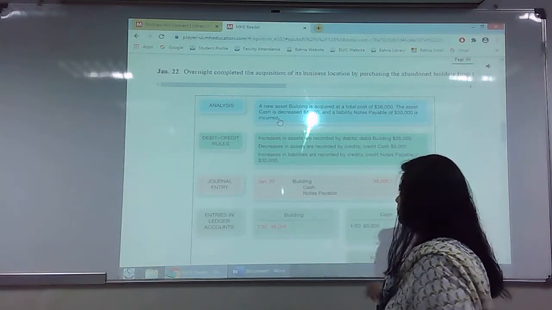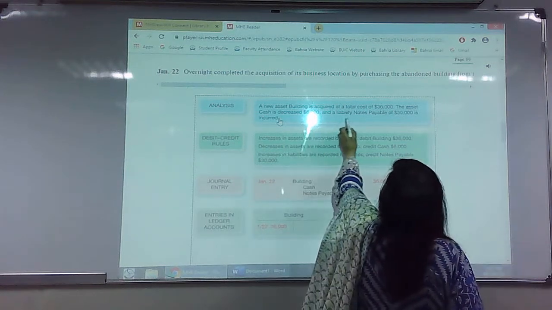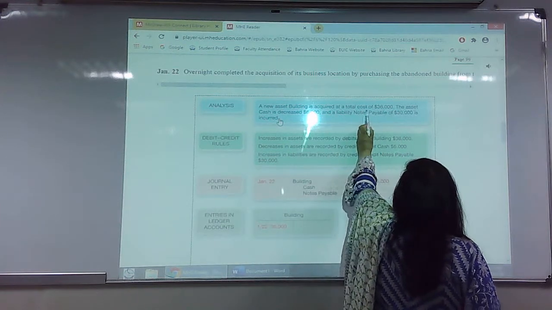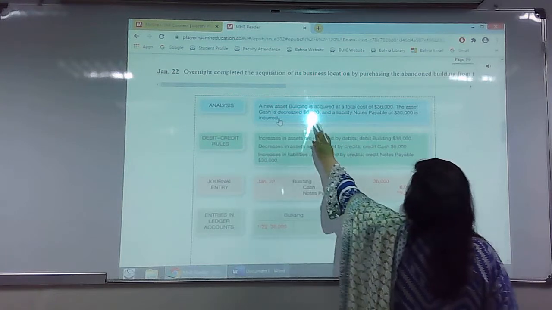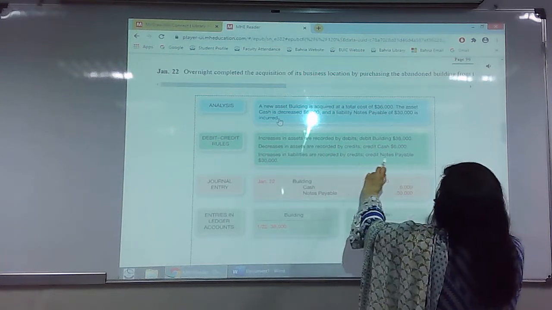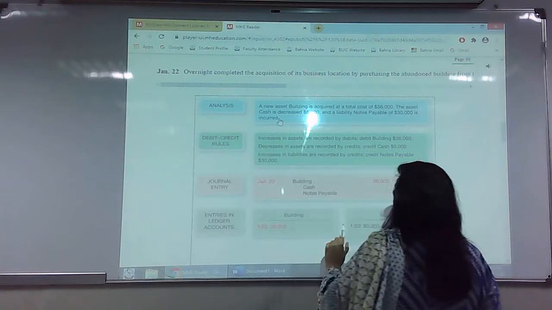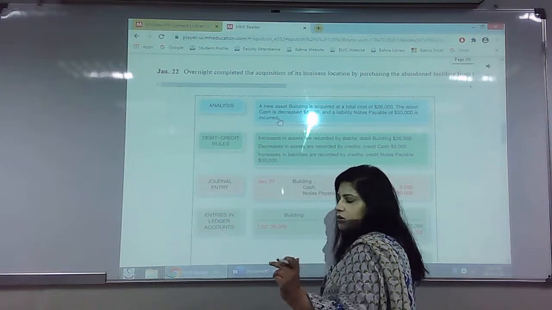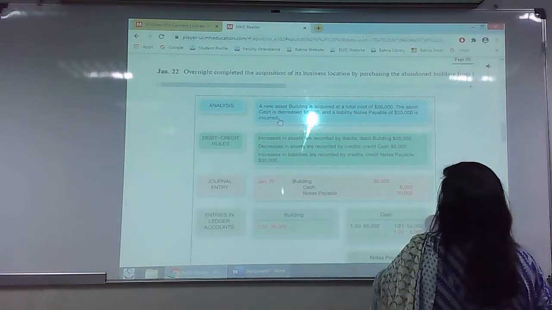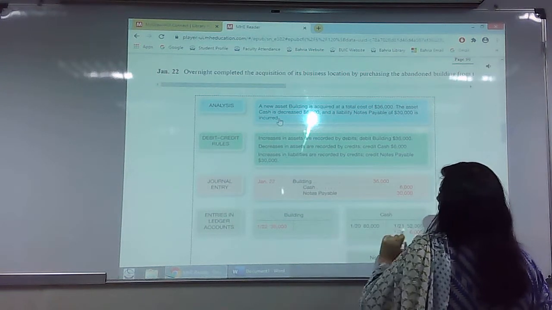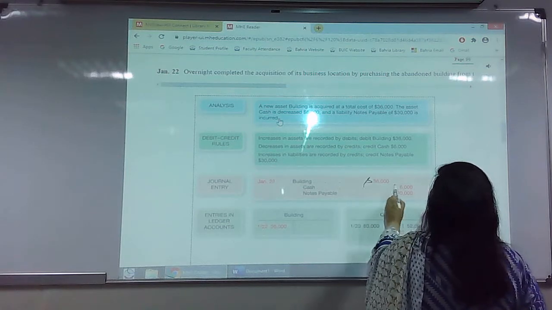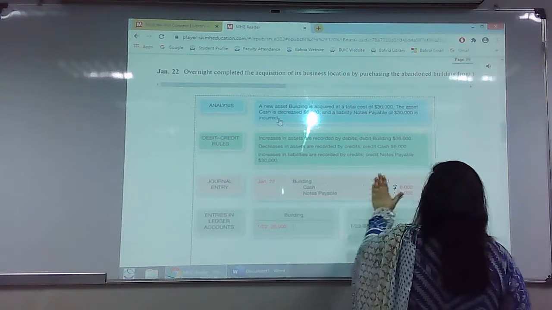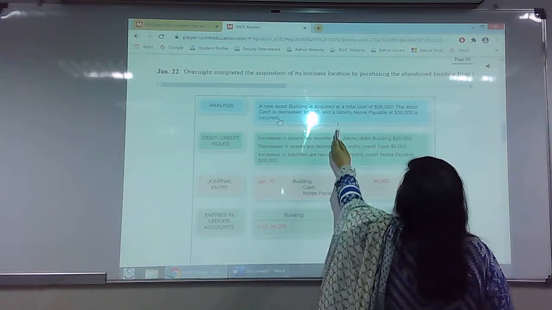application with ledgers. A new asset building is acquired at a total cost of 36,000. Now you know that asset is acquired, asset increases, this will be debited. Building is acquired, building is debited. The asset cash is decreased. So when asset is decreased, one asset is increasing but the other asset is decreasing, so it's going to be credited. So you credit the cash. And okay, now I would also request you to make a dollar sign with this. I would really appreciate that. Okay? So, and liability notes payable.